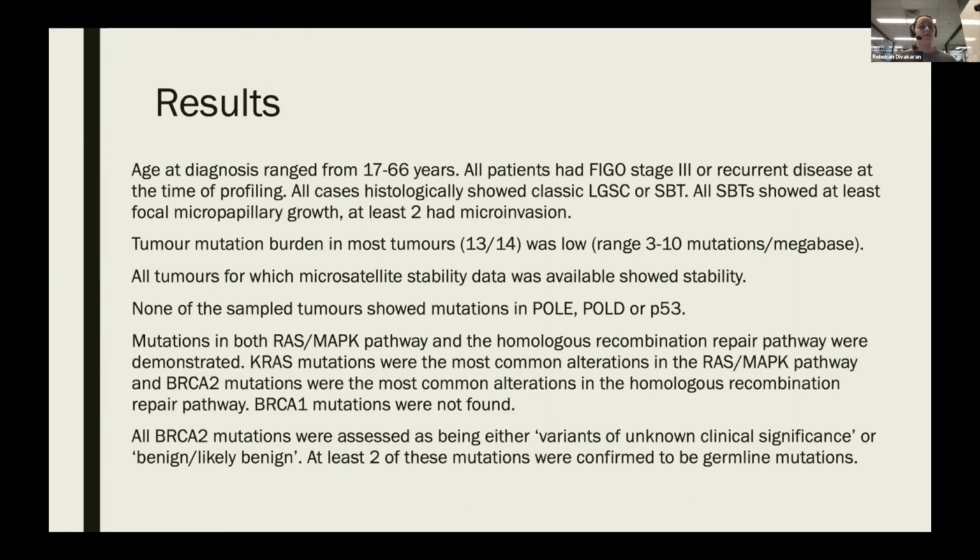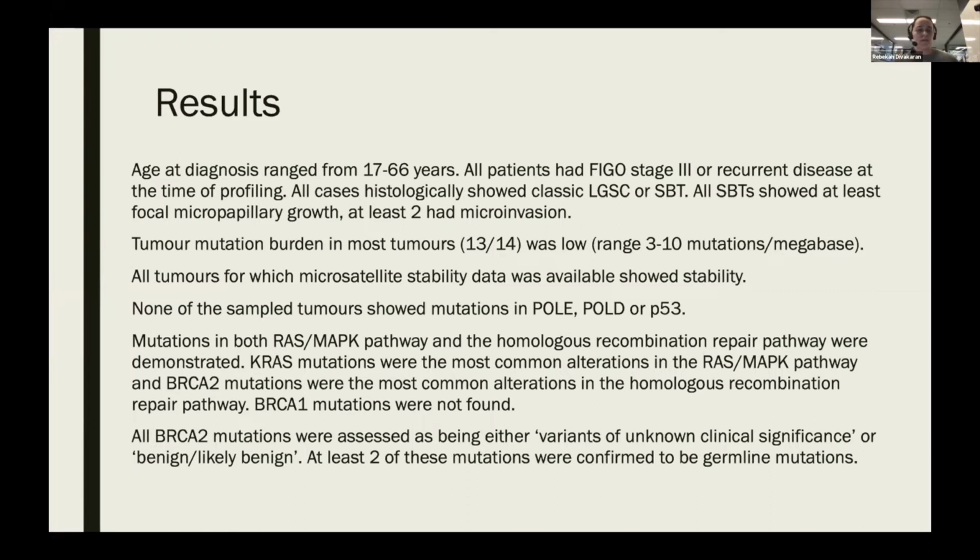So in terms of the results, the demographic data showed that age at diagnosis ranged from 17 to 66 years. All of the patients had FIGO stage 3 or recurrent disease at the time of profiling, and all cases histologically showed classic low-grade serous carcinoma or serous borderline tumour. All of the serous borderline tumours showed at least focal micropapillary growth, and at least 2 had microinvasion.